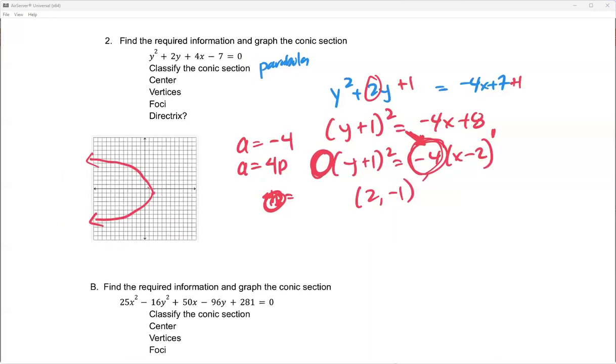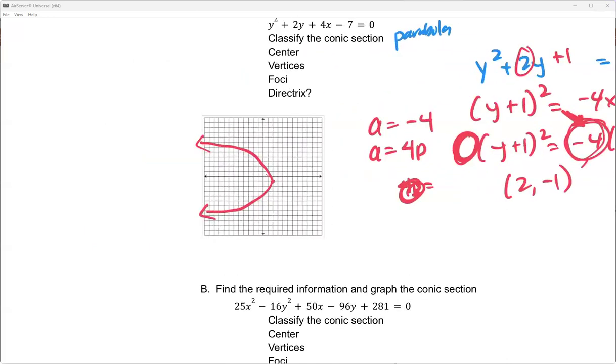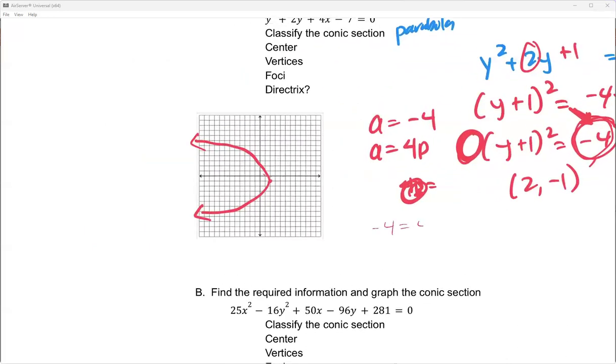So then p is equal to 1, correct? Because negative 4 is equal to 4p. You divide by 4, p is equal to negative 1 or 1. It doesn't really matter whether it's 1 or negative 1 because we know that the focus is on the inside. You're going up 1 inside, you're going out 1 outside. So the focus is negative 1, negative 1. The directrix is x is equal to 1, 2, 3.